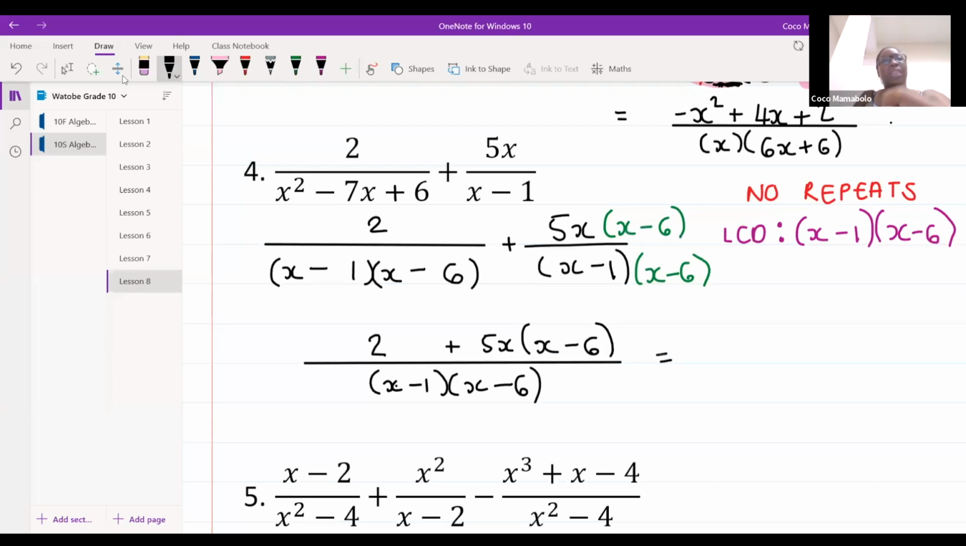Okay. Does it become easier from here on, guys? Now it's easy because I have my LCD. I can just continue. Remember, don't leave your LCD behind. X minus 1 and x minus 6. Right. And then we can just multiply out.